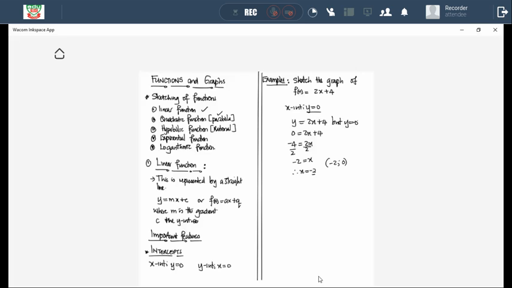Okay, now let's look at this. What about the y-intercept? At the y-intercept, we know that x is equal to what? 0. So if I've got y being equal to 2x plus 4, it means x is equal to 0. Remember, your c in this case is 4. So instead of substituting 0 where there is x, you can just say your c is 4. So it means the y-intercept is what? 0 and 4. Or you can substitute, it's still fine.